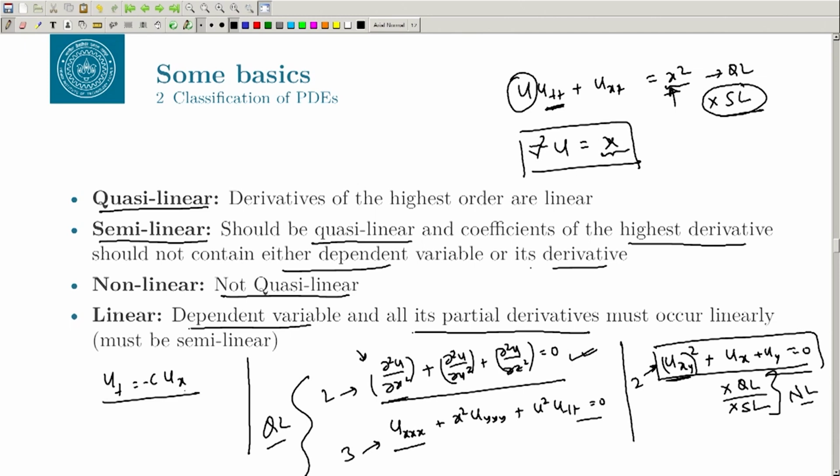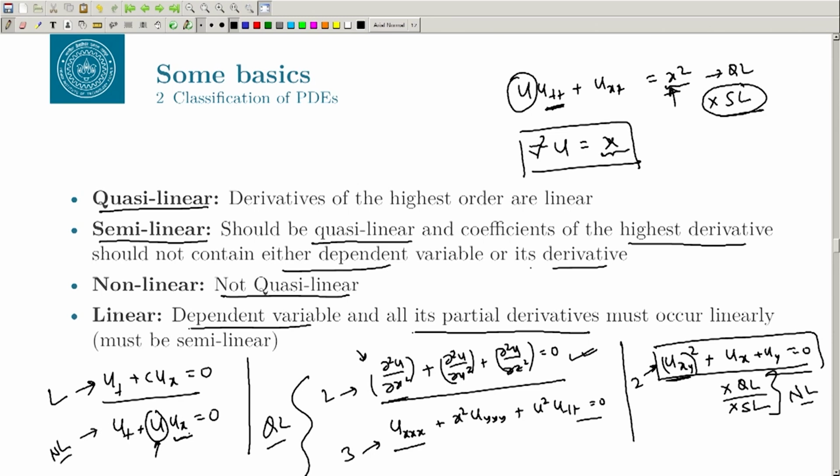Let me write it in the form that we already wrote, u t plus c u x equal to 0. This is your linear equation. But if I just write it as u t plus u u x equal to 0, here the dependent variable and its partial derivative, the partial derivative u x, is not occurring linearly. So, this becomes a non-linear equation.